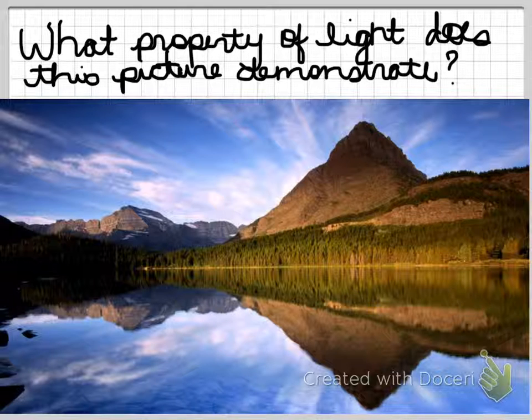Now that you've paused the video and you've had a little bit of a discussion, hopefully you've come up with the idea that this is demonstrating reflection. So basically what's happening in this picture is the lake is nice and smooth, and the light is bouncing off the lake and reflecting an image of the mountain. This is actually called Mirror Lake. So when it's nice and smooth, it acts like a mirror.